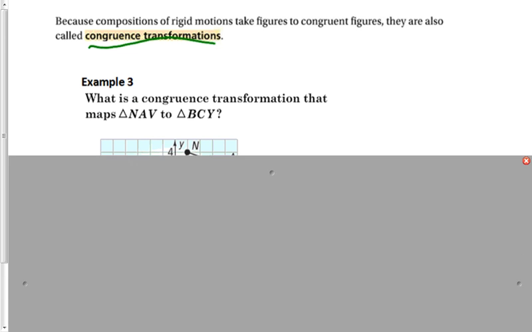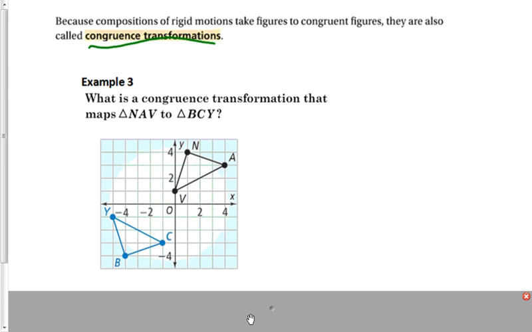All right? So I would like you to take a look at this one. What is a congruence transformation that maps triangle NAV to triangle BCY? So remember, triangle N and B have to be the ones that match, and then A and C, and V and Y. So let's think about how we could map NAV onto BCY to prove that they're congruent. I don't know if there's a specific rotation that you could do, and if you could, you have to figure out what point you're rotating around. But even so, it almost looked like V would have to go with C then, but V goes with Y.